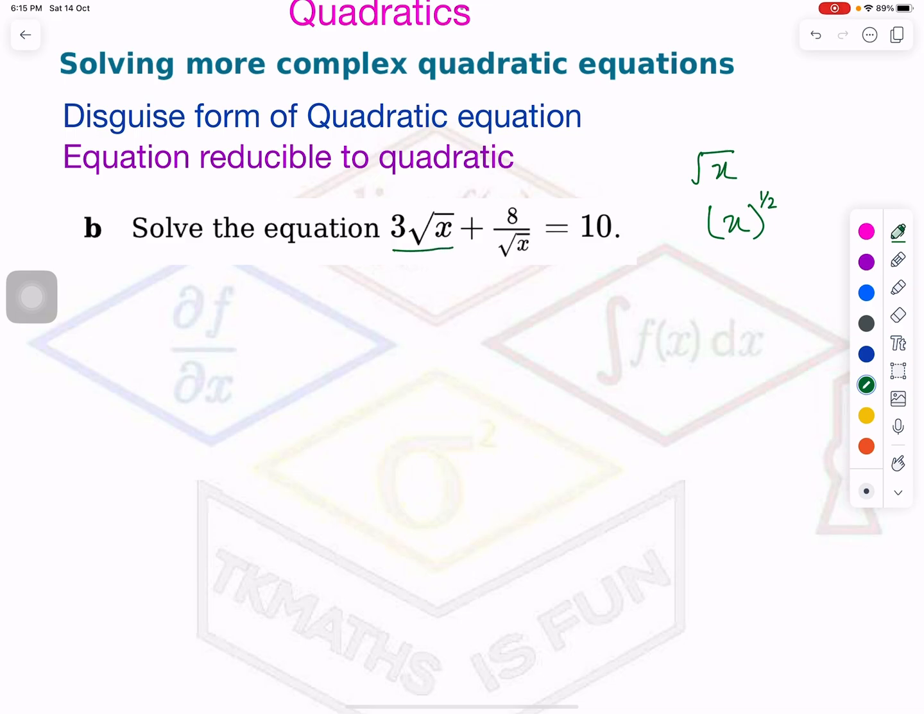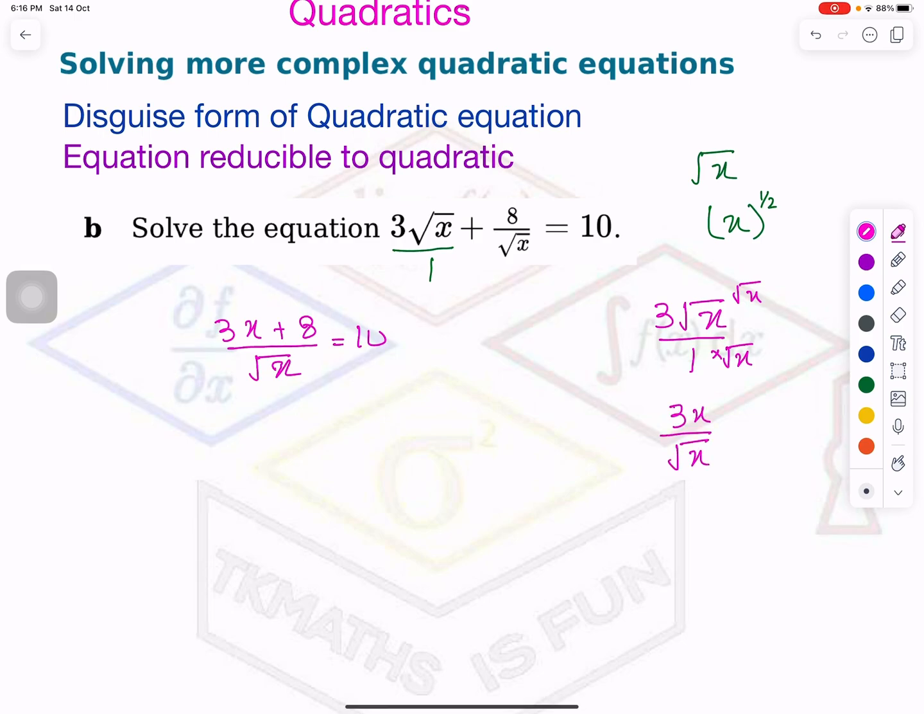At the moment, the denominator here is 1. So when I multiply this side by root x, it will become 3x plus 8 divided by root x equals 10, right? If somebody has confusion how it happens, I'm just doing one step here to explain it. I'm taking LCM. The denominator is 1, so I'm multiplying numerator and denominator by root x. Root x into root x will become x, and in the denominator I will have root x now, whereas the other term also has root x in the denominator. That's why after LCM, it will become 3x plus 8. Then I will cross multiply.